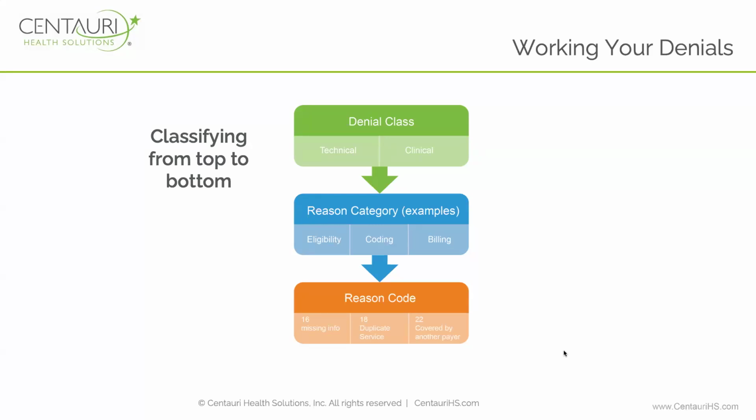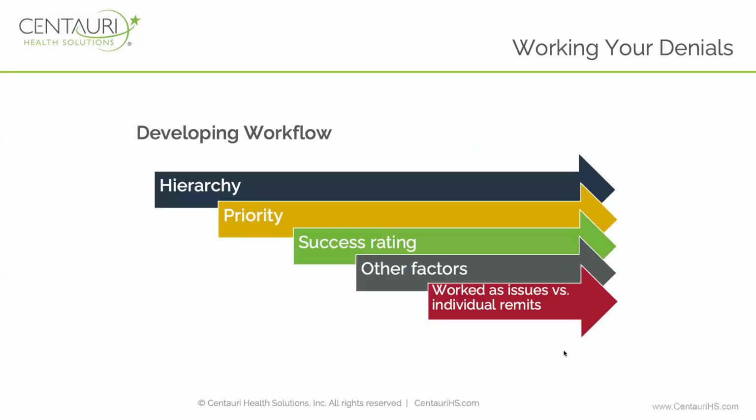So, for example, duplicate services quite often, not always, but I generally would start that with my billing group, because I'm just trying to figure out if I don't have my claim groups grouped together right, et cetera. Missing info may also be a billing one. Covered by another payer, 22, which is a COB issue, may be an eligibility question. Somebody's going to have to dig into the insurance. So I tend to stack these: hierarchy, priority, look at the success rating, other factors, and again, working issues versus individual remits.